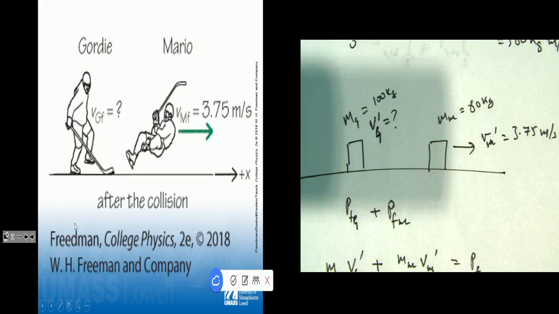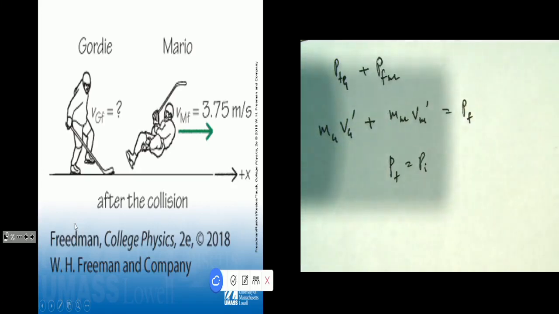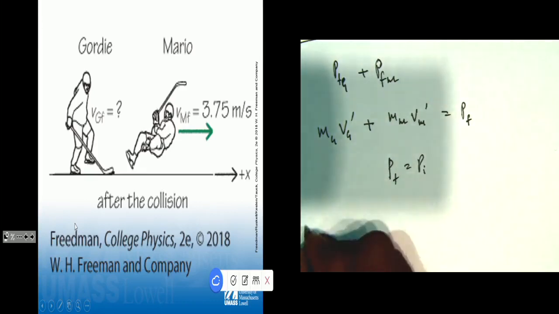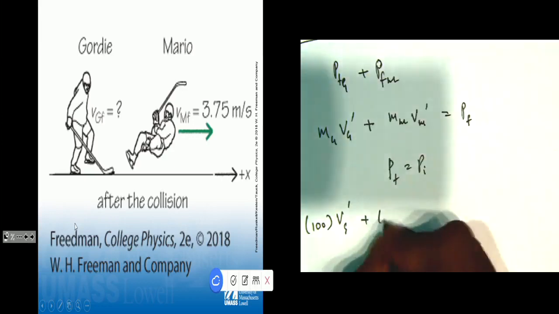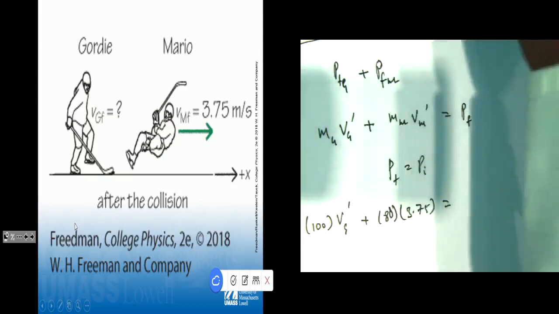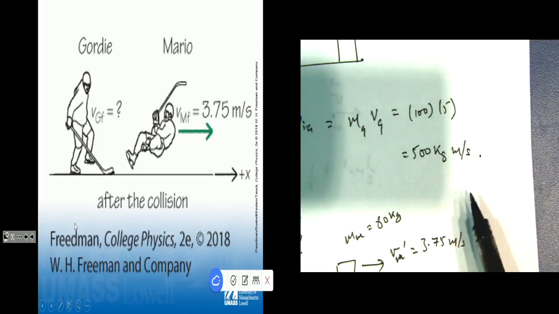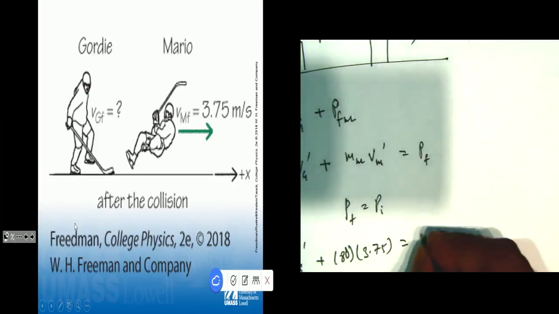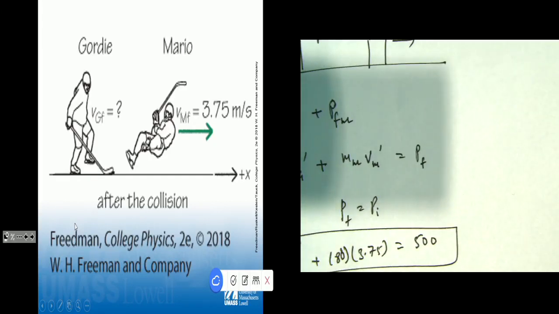So now P final must equal P initial, right, from conservation of momentum. So this guy, Mg is 100, Vg is unknown, this is 80 times 3.75, must equal that much, right? It must equal that guy, my initial momentum of the system. So this is equal to 500. I have one equation and one unknown, so I'm pretty sure you guys can solve it.